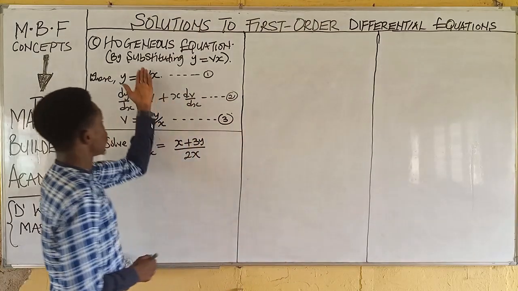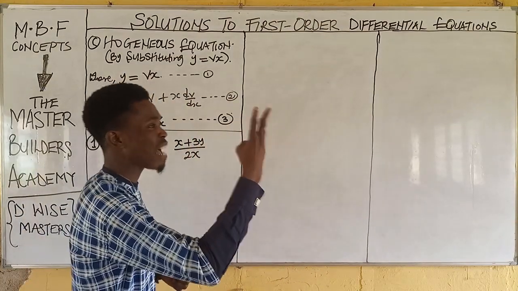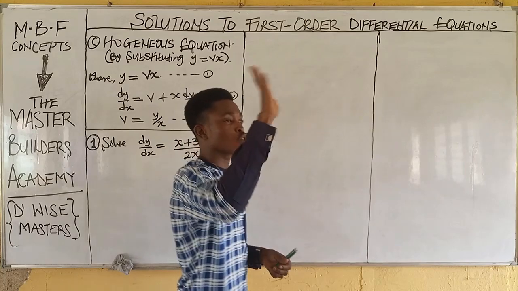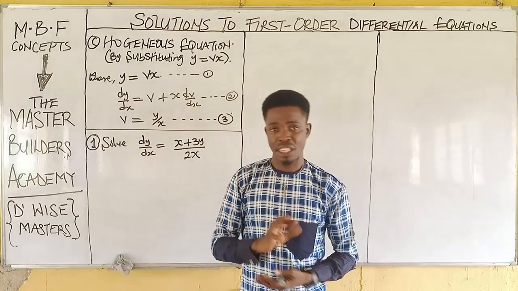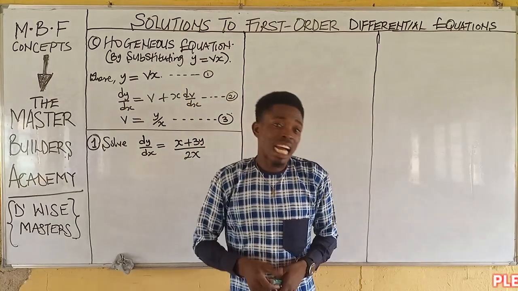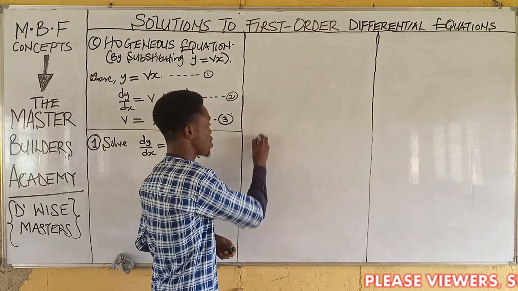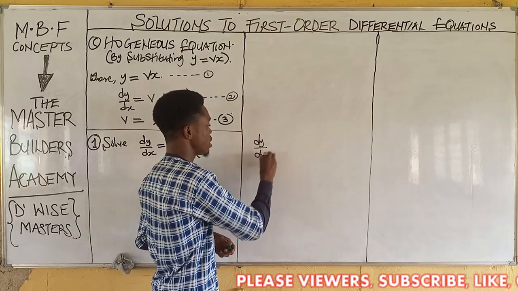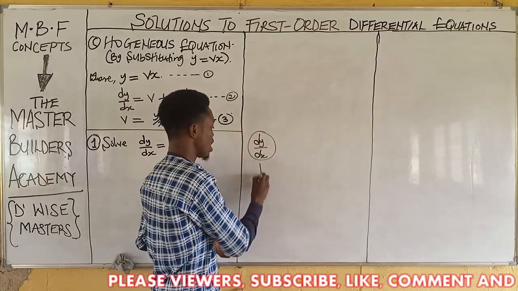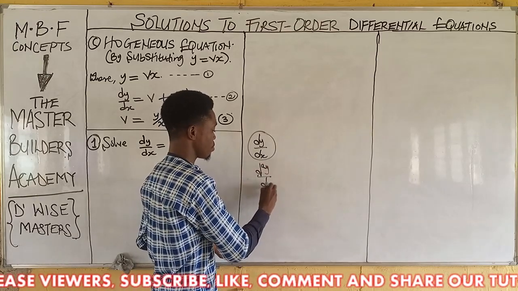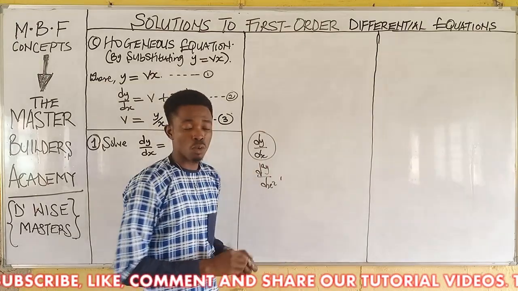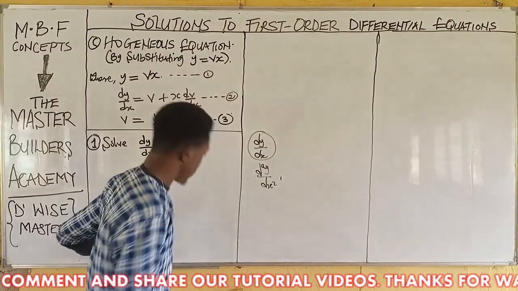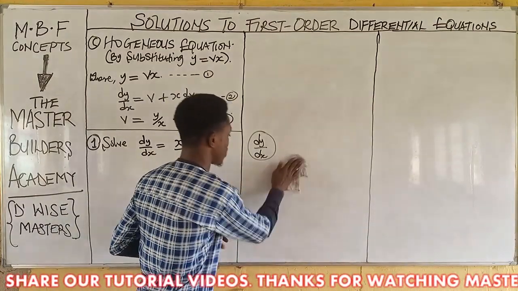Now, I explained that we have 5 methods of solving first order differential equation. And how do we know a first order differential equation? We say when we have dy over dx, this is first order. When I have d squared y over dx squared, this is second order. We do not have the time to start looking at all of this in detail.